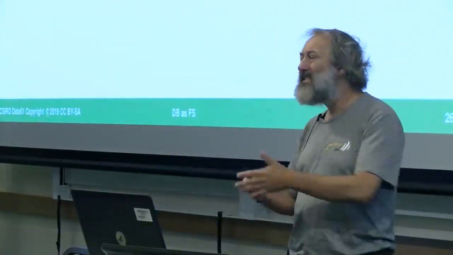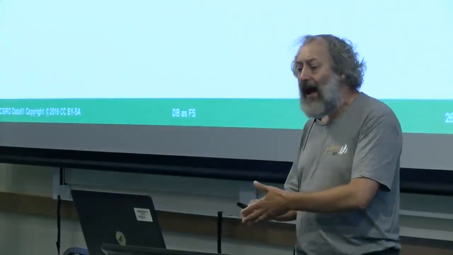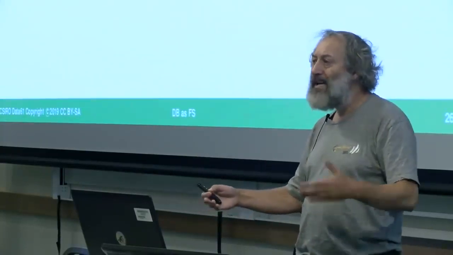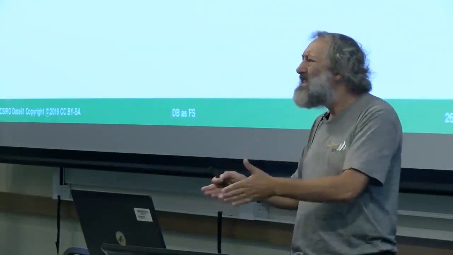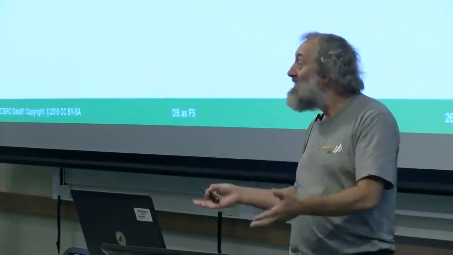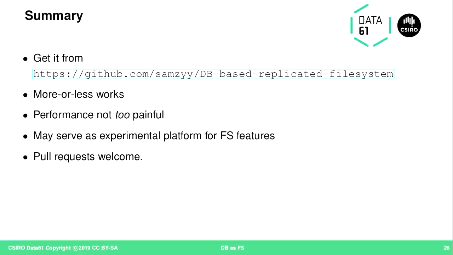You can get it at the moment from GitHub. Pull requests welcome. It more or less works. The performance isn't too painful. I think it's actually quite a useful platform for experimenting with other file system things. And it's also a good exercise in optimization techniques if you want to make it faster. And pull requests welcome. Okay, have you got any questions?